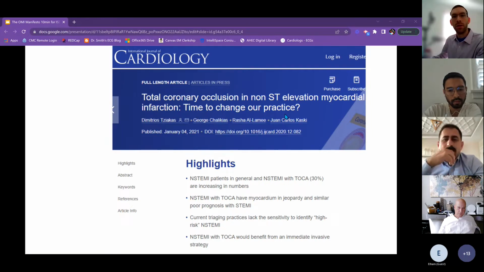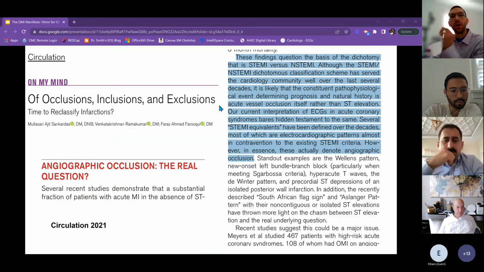our practice. And I think maybe the best one of last year was by this group of interventionalists in India who published in Circulation, saying of occlusions, inclusions, and exclusions, time to reclassify infarctions. Is angiographic occlusion really the real question rather than ST elevation? And I wrote very well and concisely, so I really recommend checking this one out if you're looking for an external opinion other than mine.